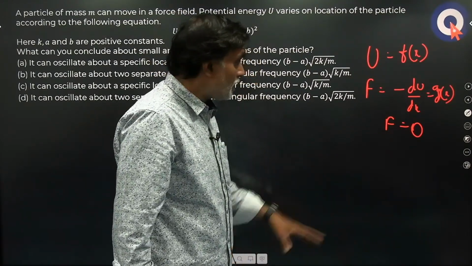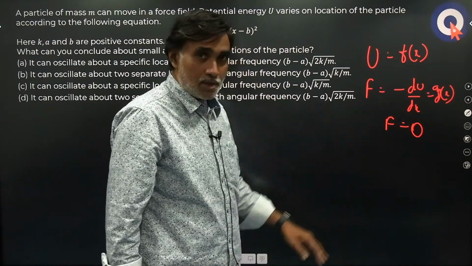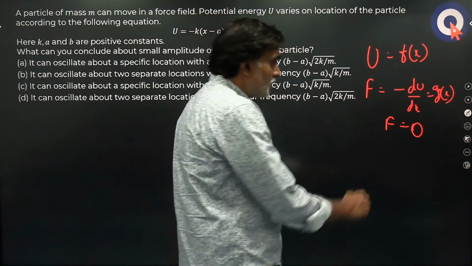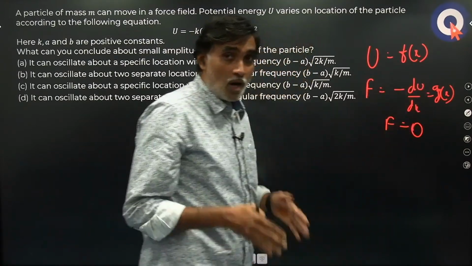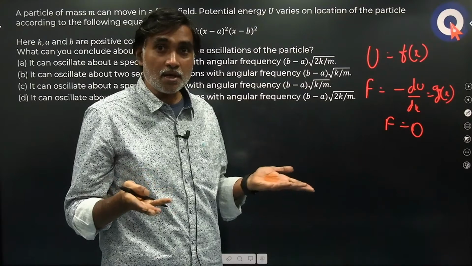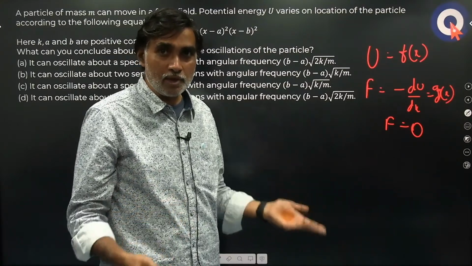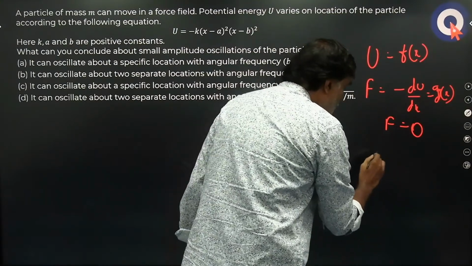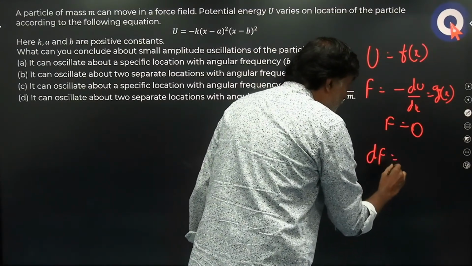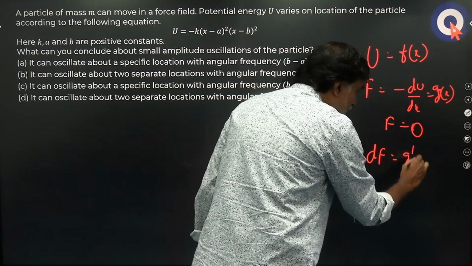But you can check all those things. Directly, after finding force in terms of x for small amplitude oscillations, how do you check whether it oscillates or not without doing d square U by dx square and all those things? Simply differentiate force once again. If I differentiate force, what do you get? dF is equal to g dash of x dx.